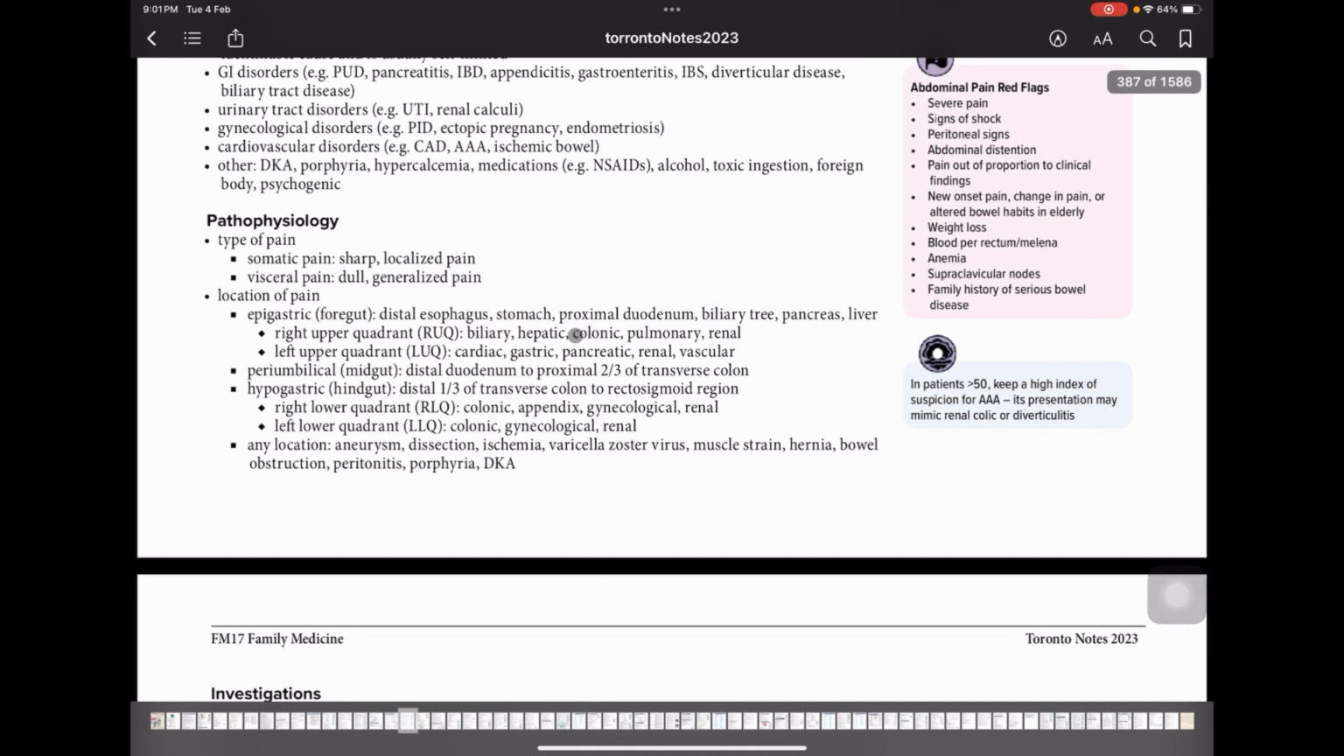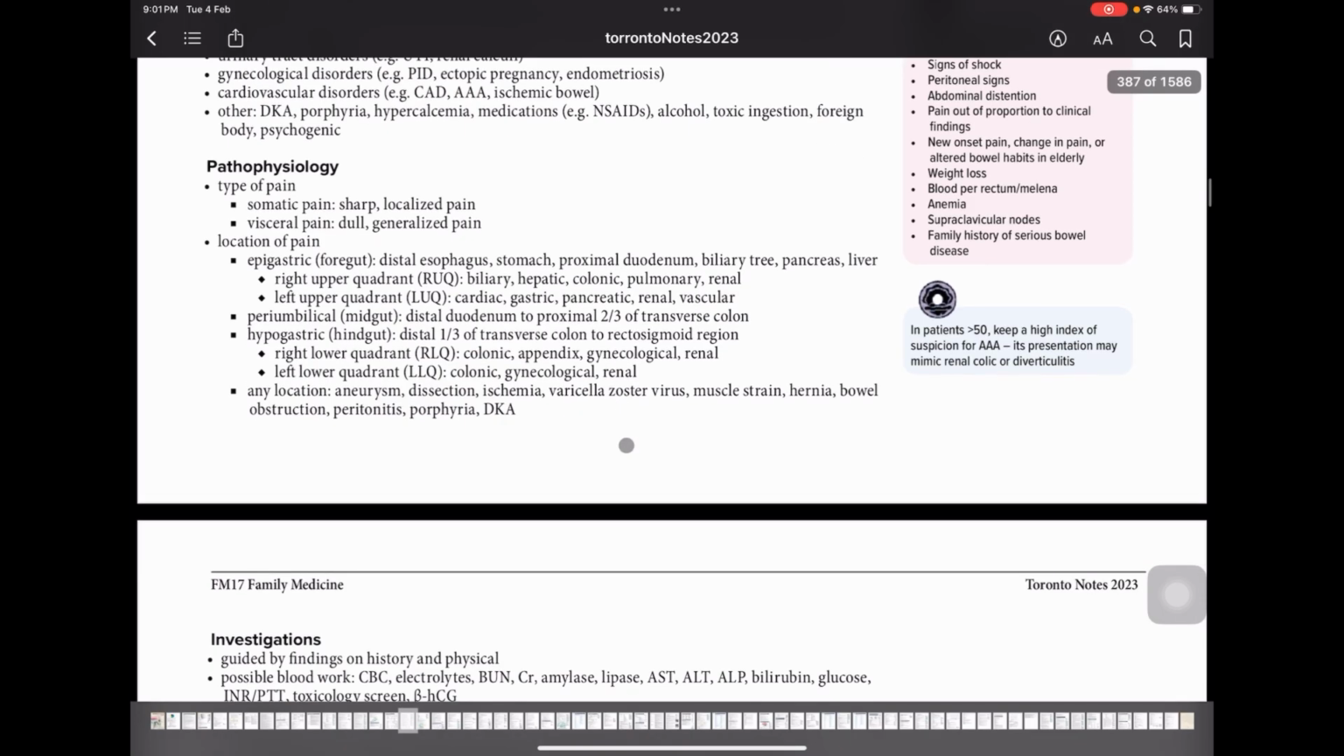And this really helps in the clinical setup where, let's say, a patient is coming: doctor, I have pain in this side of my stomach. So you now know as a doctor which organ is at that particular location. So any location can be affected because of aneurysm, dissection, ischemia, varicella zoster virus, muscle strain, hernia, bowel obstruction, peritonitis, and porphyria, and decay. So each one of them has its own characteristic symptoms.